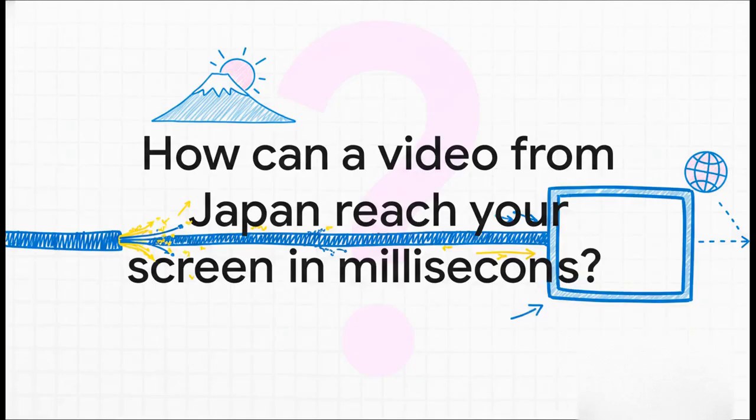I mean, really think about it for a second. How is it possible that you can click on a video from, say, Japan, and it just appears on your screen in milliseconds? It feels like actual magic, right? But it's not. The secret behind this incredible speed is just some really, really cool physics.